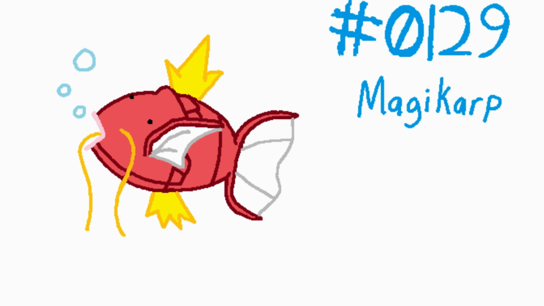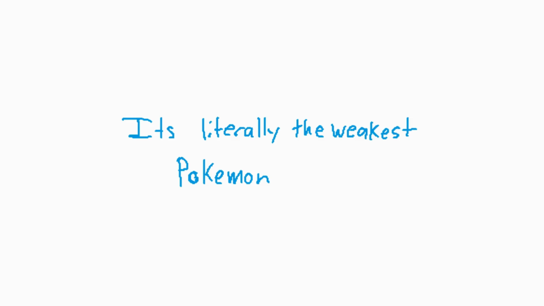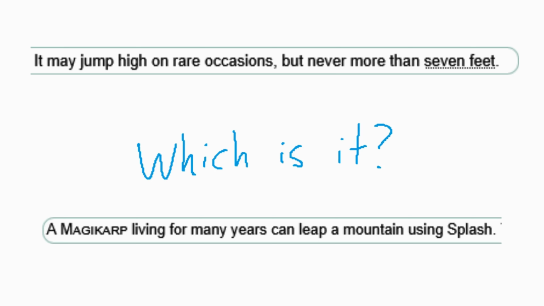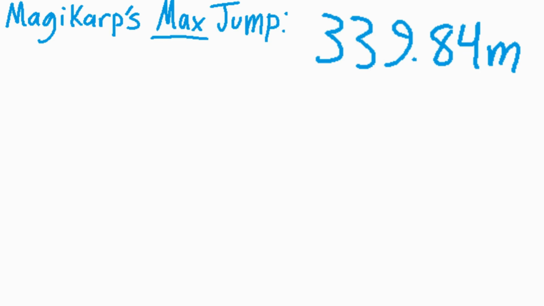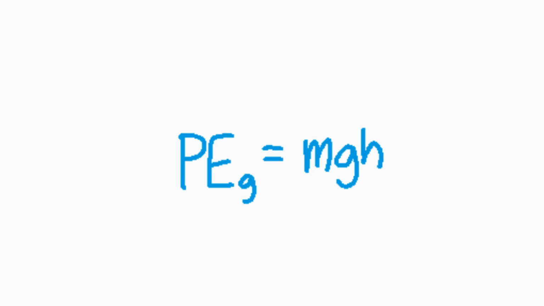But the council tried saying it could beat a truck, because in one single Pokédex entry it says it can leap mountains. They claimed the kinetic energy of Magikarp's fall would be enough to destroy a truck completely. According to Magikarp Jump, the max jump height of a Magikarp is about 340 meters. To find out how much energy this Magikarp would have, we can use this equation.